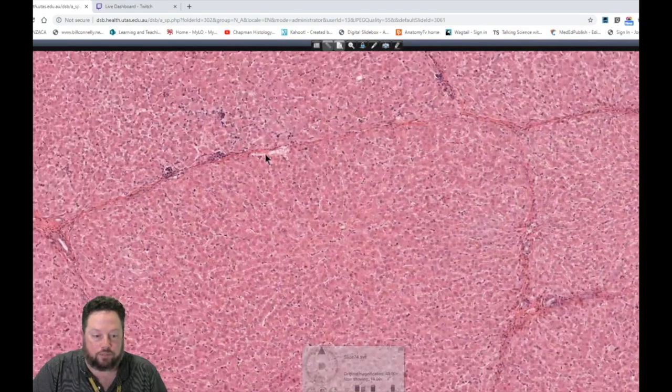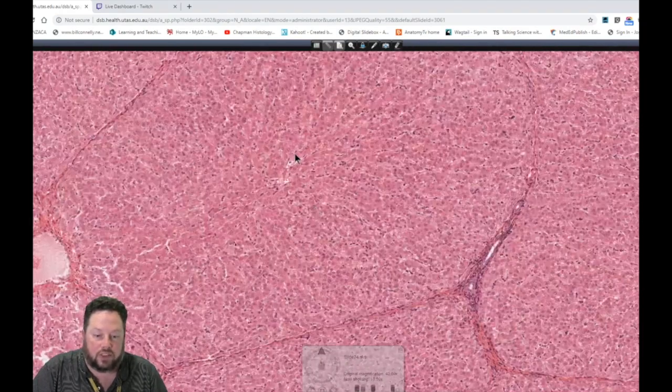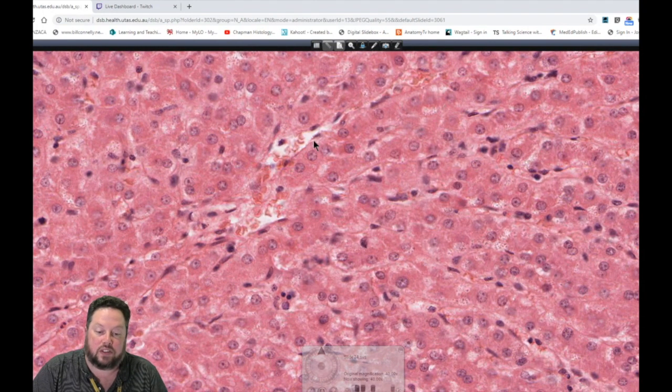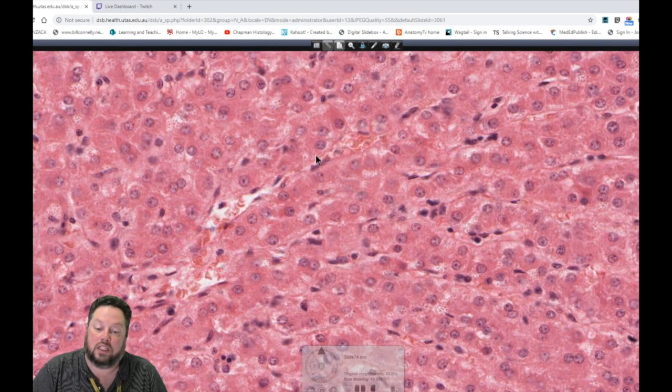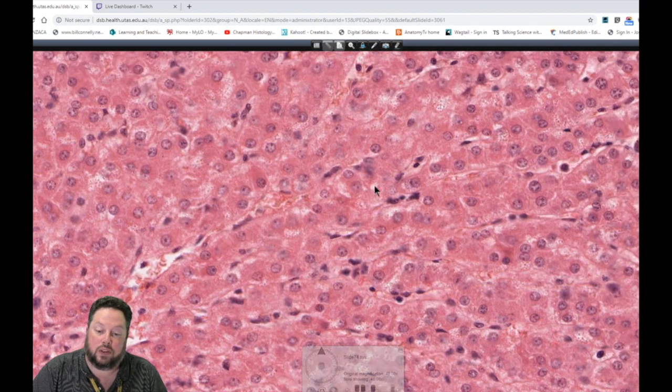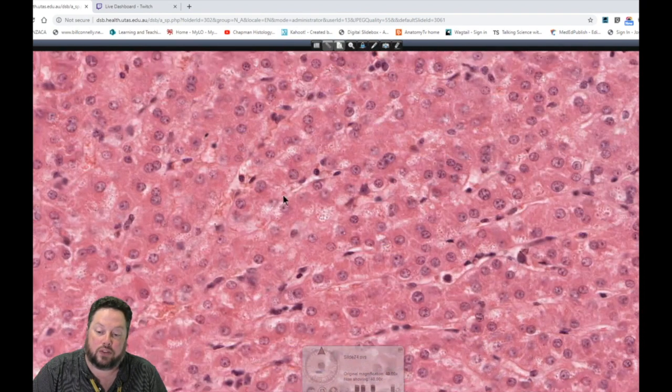All right, so here's our central vein. This space is the central vein. You can see it's lined by these flattened endothelial cells. That's receiving the nutrients through these sinusoids. So this is a sinusoid. You can see the red blood cells within the sinusoid here. Here's another part of the sinusoid.